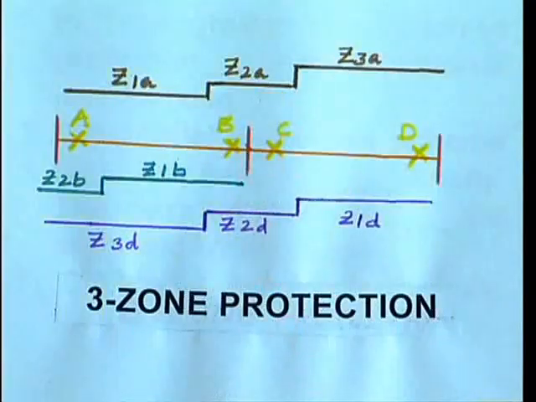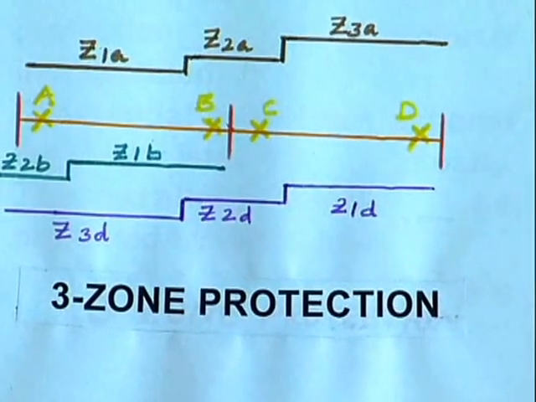What is meant by 3-zone protection? That means the relay will have 3 zones: its own first zone and second zone, partly the first zone and second zone of the other relay, and the third zone means it operates in case the third relay fails to operate. So, let us see how 3-zone protection is employed in a transmission line through this figure.